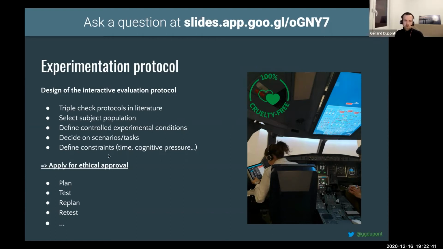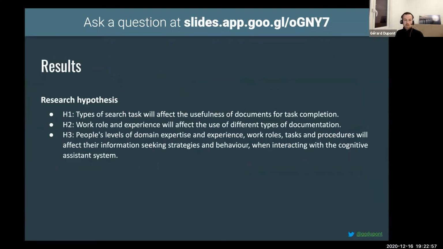And then you have to plan, test, replan, retest, a lot of back and forth in this cockpit to ensure that the prototype is behaving correctly. And we had a reference system that is also usable during this experiment. So we ran the experiment, we collected data, and at the end, we had our results.